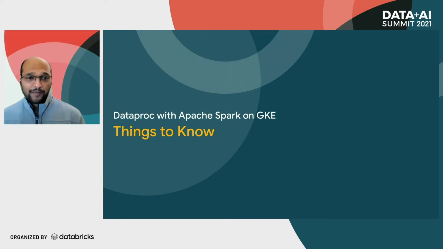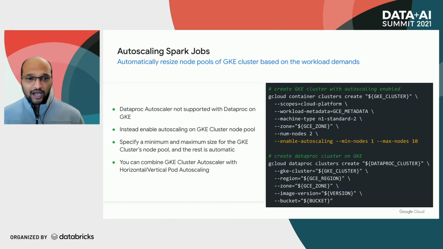Hope Sougata was able to convince you why you may want to run Spark on Kubernetes. But there are a few things to know to run Spark jobs effectively on Kubernetes, starting with autoscaling of Spark jobs. So if you're familiar with Cloud Dataproc, you may know that Dataproc has its own autoscaler to scale Spark jobs dynamically. However, when running Spark jobs on Dataproc on GKE, the Dataproc autoscaler is not supported yet.